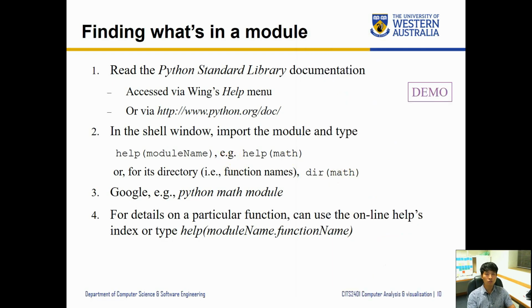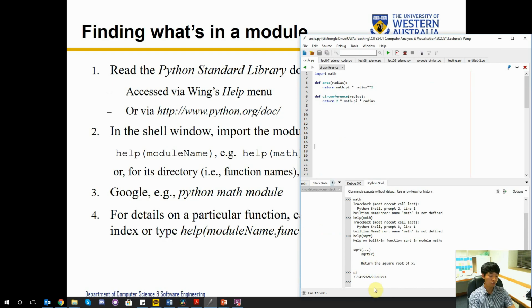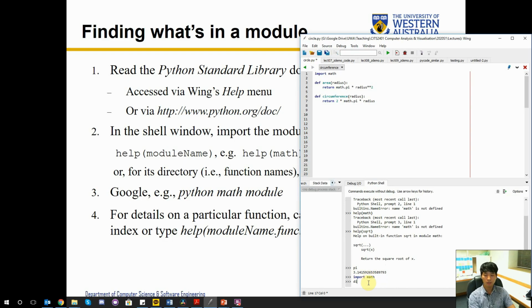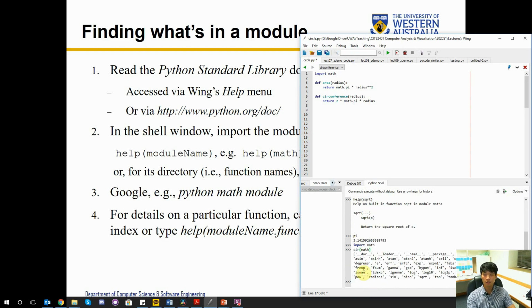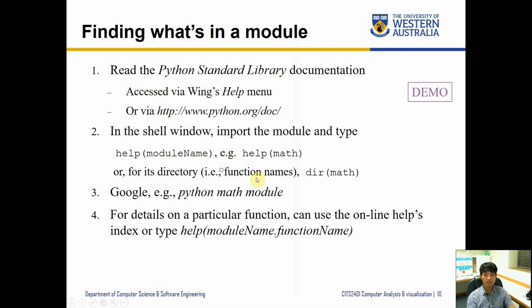If you only want to look at a list of functions, then you can just use dir. Import math and dir math. Then it's going to tell us all the functions related to math that we can access. Other than that, you can also Google it if you're unsure exactly of the name or what you're looking for.